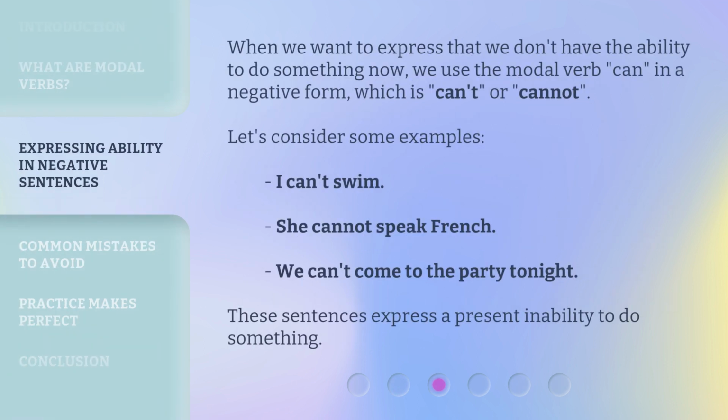When we want to express that we don't have the ability to do something now, we use the modal verb can in a negative form, which is can't or cannot. Let's consider some examples. I can't swim. She cannot speak French. We can't come to the party tonight. These sentences express a present inability to do something.